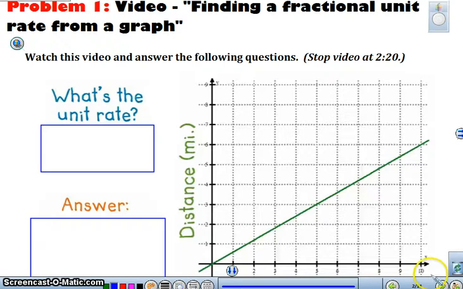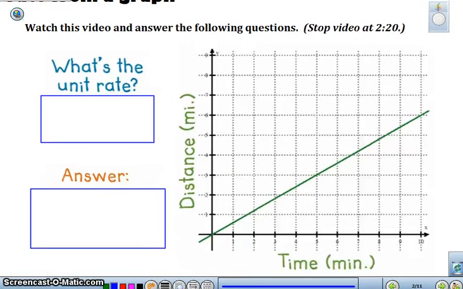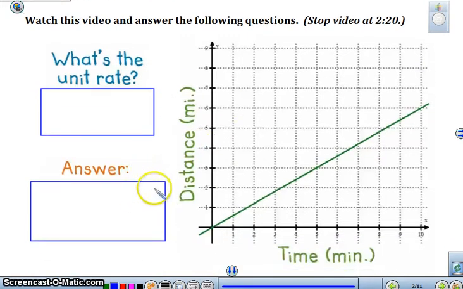So today, problem 1. You're going to be watching this video, so I'm going to put the video up for you right now. As you watch it, you're going to try and answer the question. And the question is, what's the unit rate? And then we're going to answer this by looking at the graph. So I'm going to put that video on for you right now.